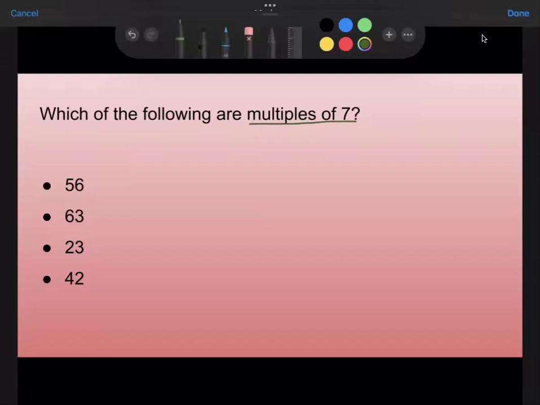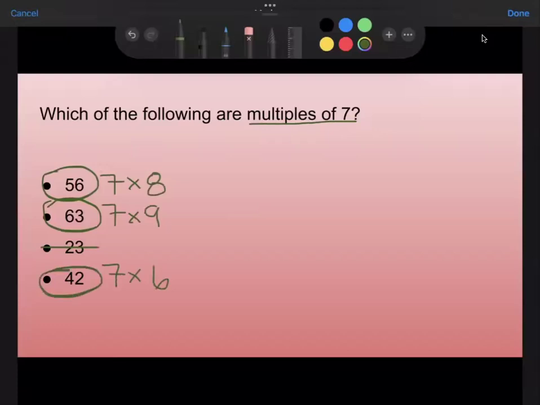So 56 is 7 times 8. So that does work. 63 is 7 times 9. So that is a multiple of 7. 23, well, I know 7 times 3 is 21, but 7 times 4 is 28. So 23 would not be on that list. And then 7 times 6 is 42. So from this list, 56, 63, and 42 are multiples of 7.